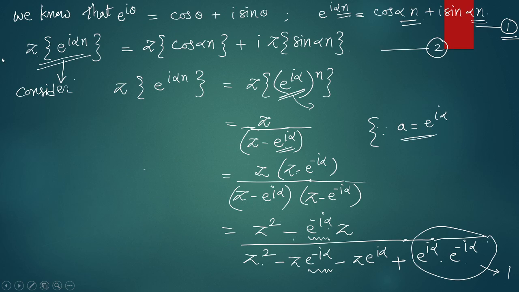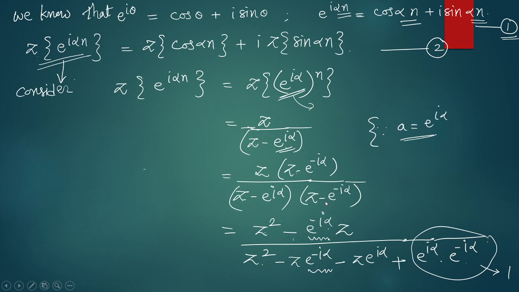Now, for finding the Z transform of sin alpha n and cos alpha n, we know that e to the power i theta is cos theta plus i sin theta. We write down in terms of e to the power i alpha n. Theta is replaced by alpha n. Therefore, we take the Z transform on both sides of equation 1. Then we write down equation 2. Here we consider the left hand side, Z transform of e to the power i alpha n. Here we write down this value as a to the power n. Therefore, z upon z minus a, where a is e to the power i alpha.